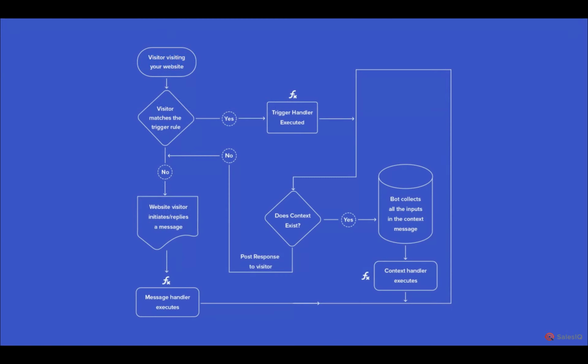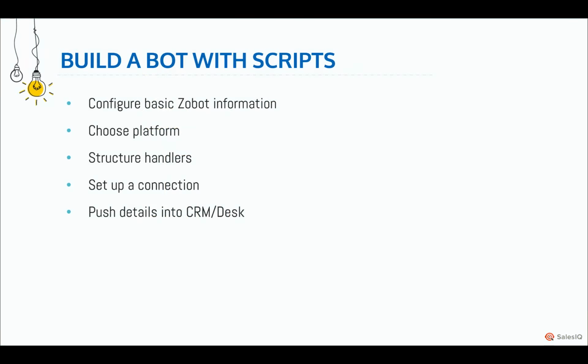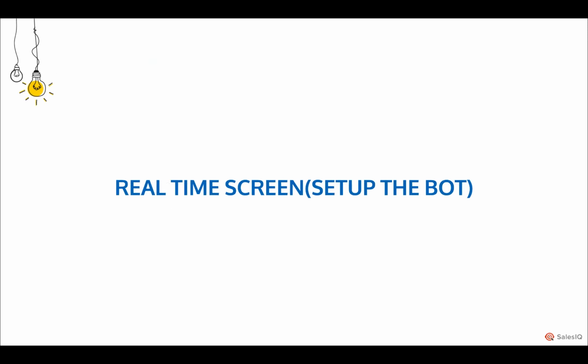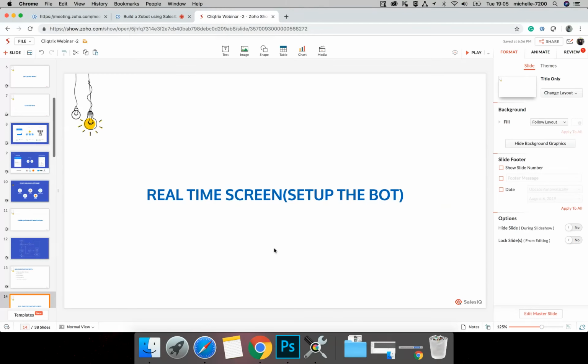Once the message handler is successfully executed, the context handler executes. So it's basically invoked after collecting all of the necessary inputs for a particular context. So this is how the whole flow goes. So what are the steps we will be going through to bring this bot to shape? Initially, we'll configure all of the basic Zobot information, then choose platforms, we'll structure handlers, set up a connection, and push visitor details into CRM. Okay, so let's go forward to setting up the bot.